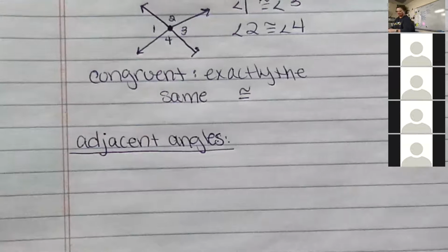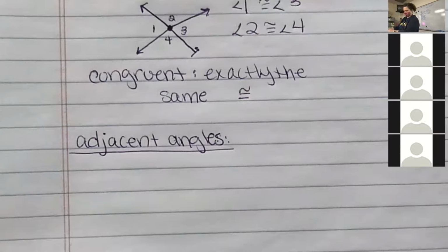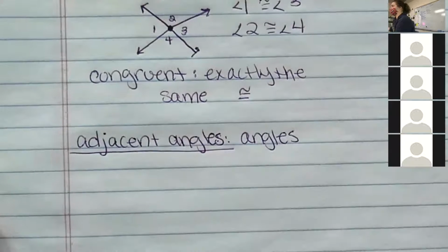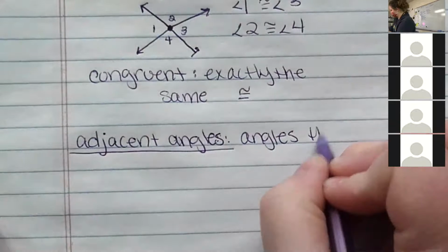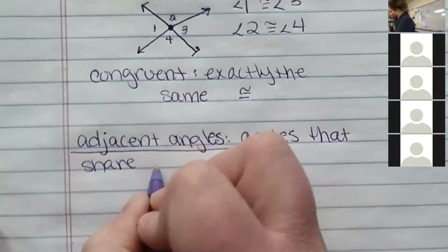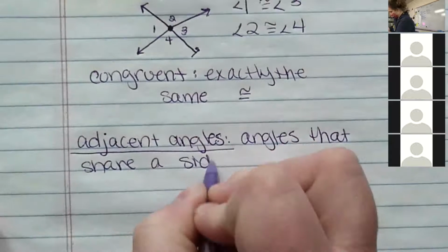Adjacent angles. Remember vertical angles, we're across from each other. Adjacent angles, what do you think? One would be here, one would be here. Yes. So angles that share a side and a vertex.